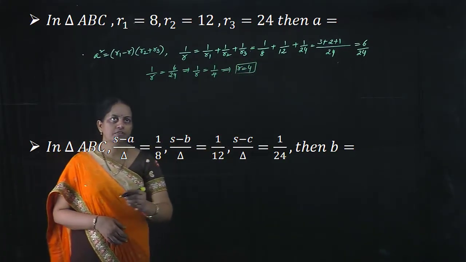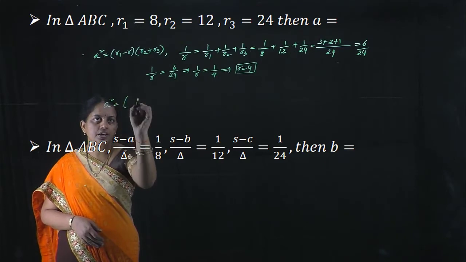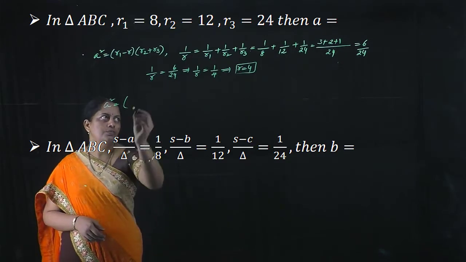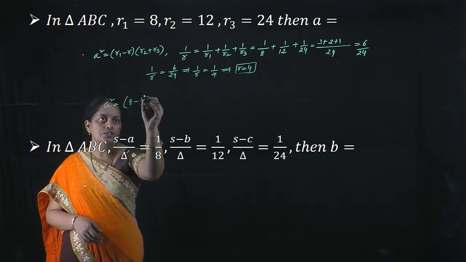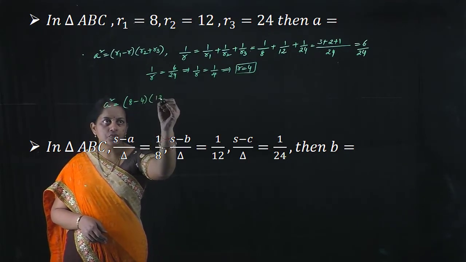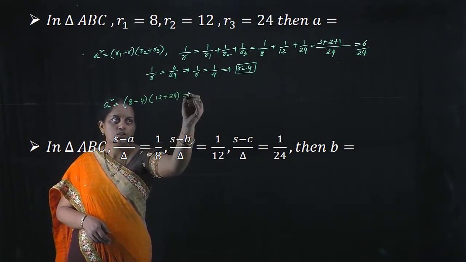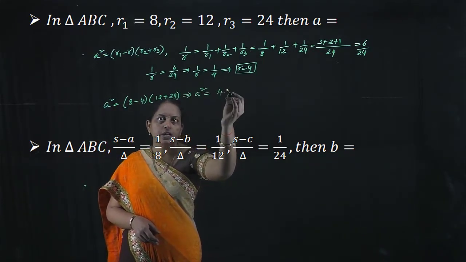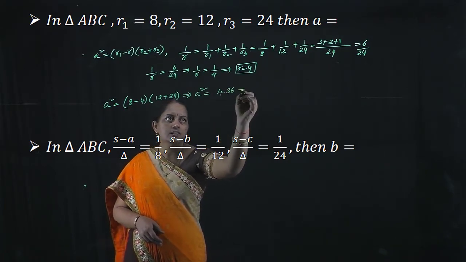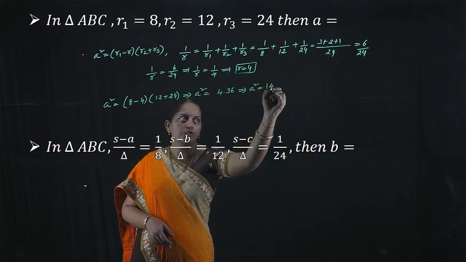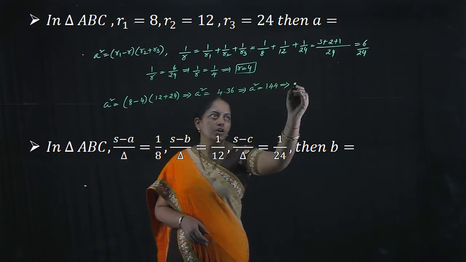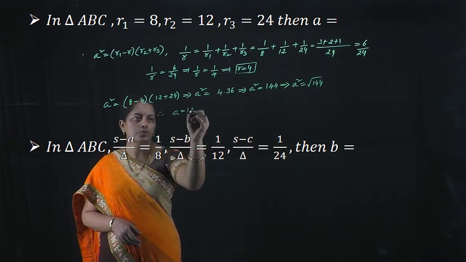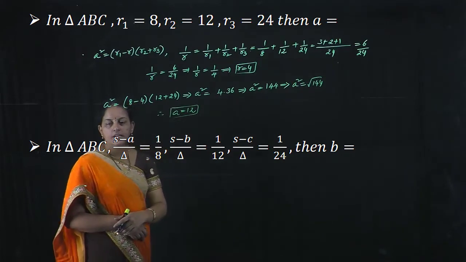Now find the value of a square. a square is equal to (r1 minus r) into (r2 plus r3). r1 means 8, minus r means 4, into r2 means 12 plus r3 means 24. So this implies a square is equal to (8 minus 4), 4, into (12 plus 24), 36. This is equal to a square is equal to 144. a is equal to root 144. Hence a is equal to 12. Root 144 means 12. Okay. a is equal to 12.